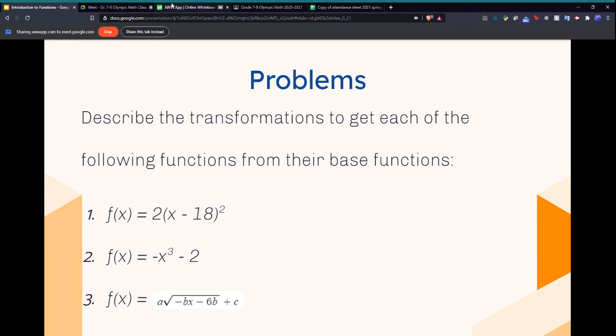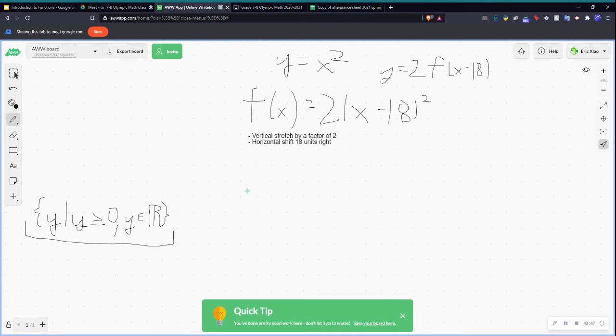Let's look at question 2. Let me write it down right here. Alrighty. So usually you want to figure out the base function first. Let's write that down. You have an x cubed here, so that's your base function. Whatever your highest degree is in the polynomial, that would be your base function. So yeah, x cubed is your base function.